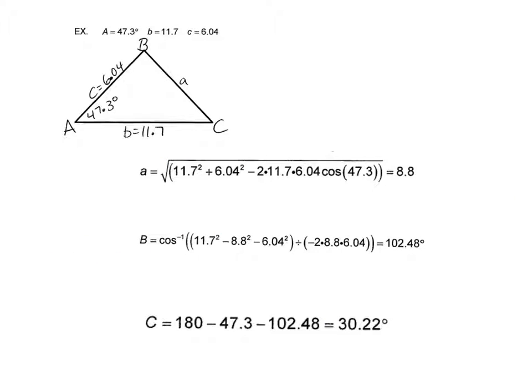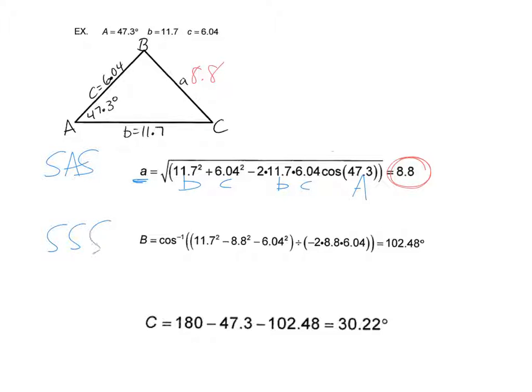Here's the next one. We've been given angle A, 47.3 degrees, side B, 11.7, side C, 6.04. So this time, we have side angle side, and we're missing side A. So that goes out here, and then B and C go underneath, and our given angle goes beside the cosine. Being very careful of all of our parentheses, put all of that in the calculator, and you find that side A is 8.8.